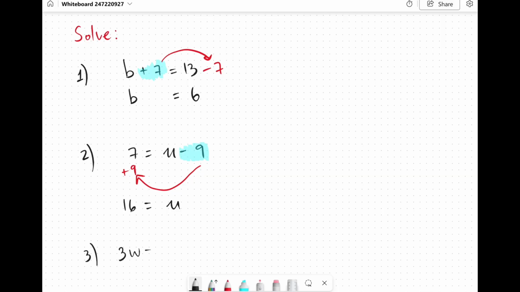Number 3. 3w equals 15. To get w by itself here, you need to remove the 3. 3w means 3 times w. To remove it, you have to divide, because division is the opposite of multiplication. They cancel next to your w, and 15 divided by 3 is a 5.